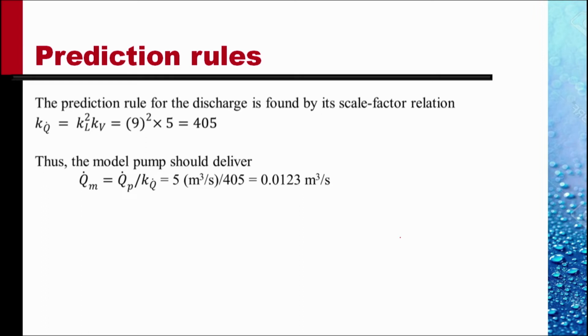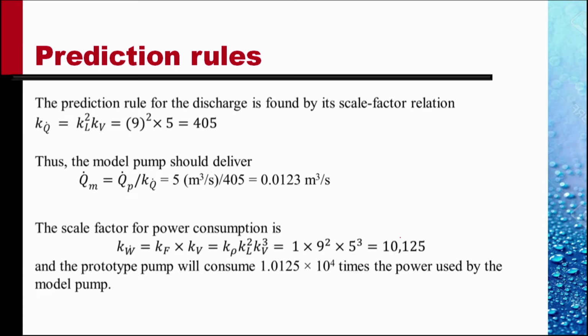KL is 9 and kV has been determined to be 5. So the scale factor for the discharge is 45. The prototype pump would discharge 45 times the discharge of the model pump. And since the prototype pump is to discharge at 5 meter cube per second, the discharge in the model would be measly 0.0123 meter cube per second.